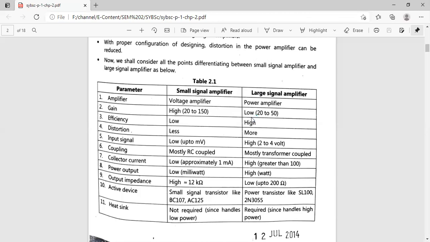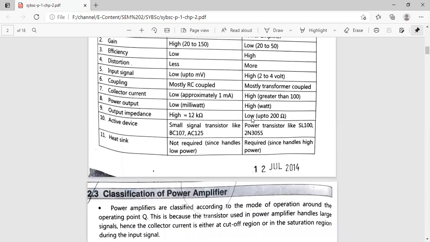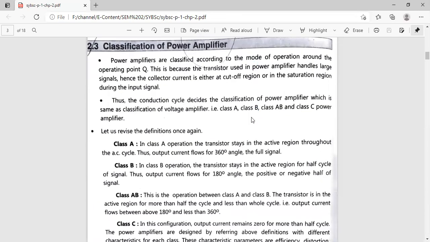Since what is going to happen, it is going to emit very low power. And in case of a large signal amplifier, it requires a heat sink. Why? Because it handles high power. Okay. After that, see this classification of power amplifier.